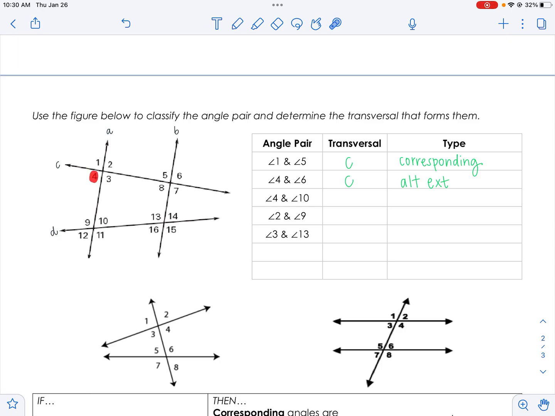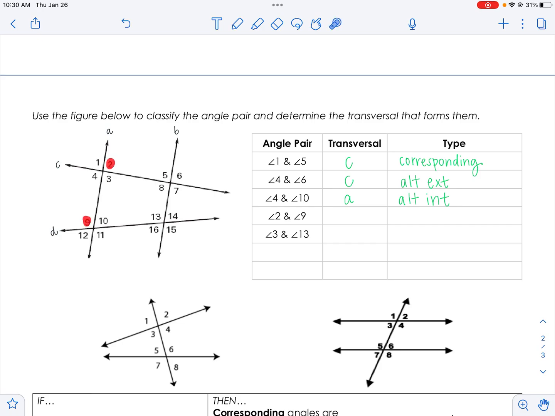So if I talk about 4 and 10, well, now my transversal would be line A, and there's my sets, and I'll notice that they're both on the inside, but they're on alternate sides, so this would be alternate interior.